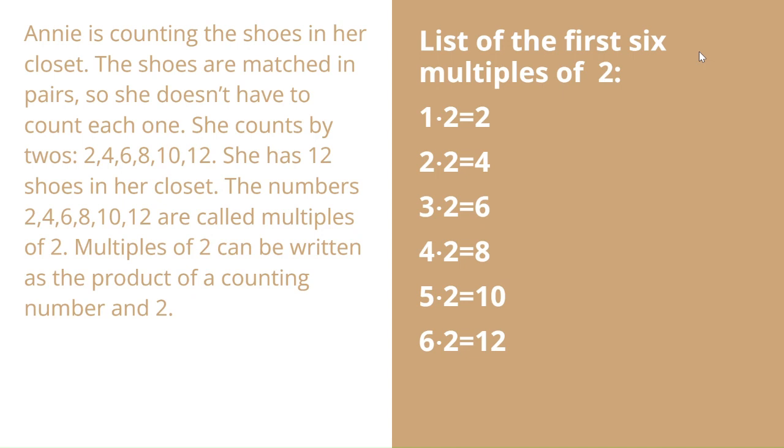Multiples of 2 can be written as the product of a counting number and 2. So on the right there is a list of the first 6 multiples of 2. 1 times 2 is 2, 2 times 2 is 4, 3 times 2 is 6, 4 times 2 is 8, 5 times 2 is 10, and 6 times 2 is 12.